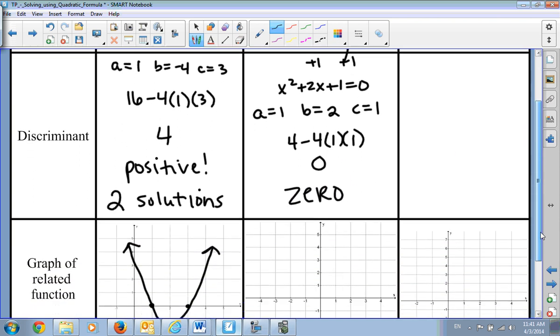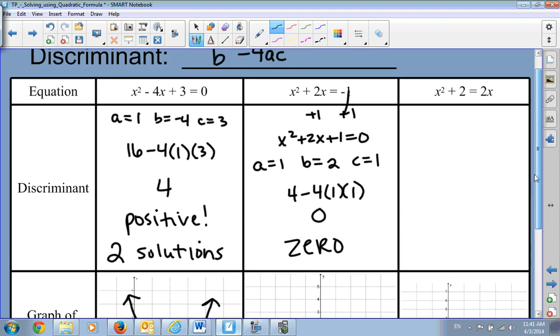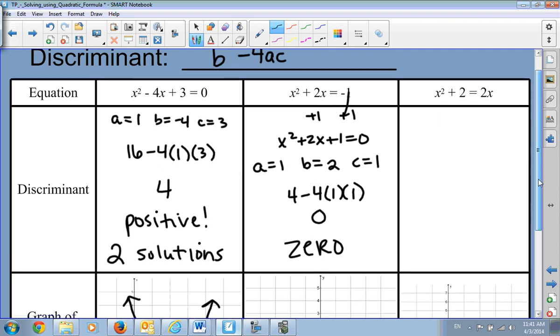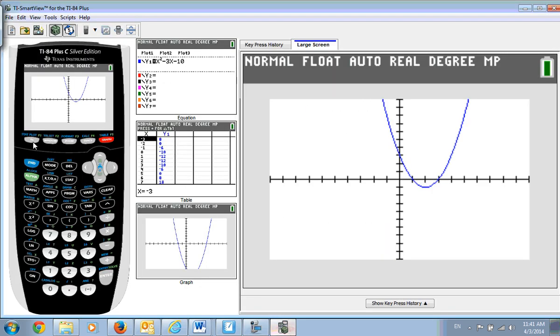How many answers do you think it will be if you have a 0 as your discriminant? You got 1. Look back at the problem we did a couple problems ago. Our discriminant was 0 and you only have 1 answer. So let's quickly plug this into our calculator to make sure. It's 1 solution, not 0. X squared plus 2x plus 1. Let's plug that in our calculator.